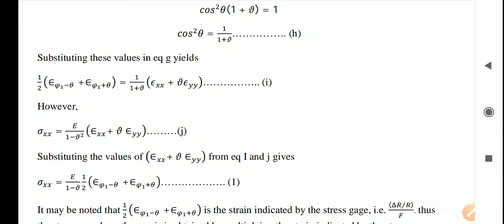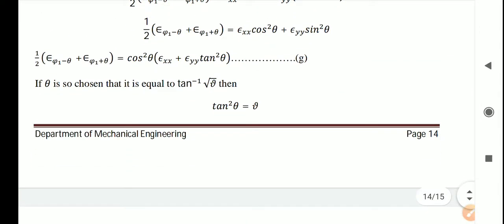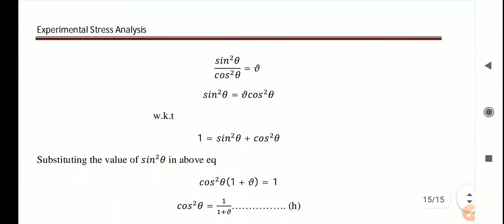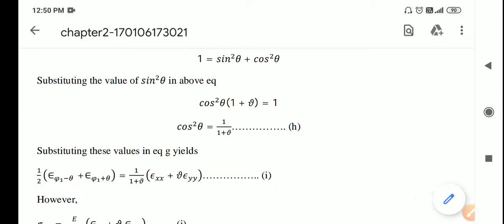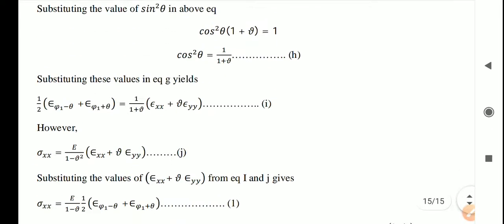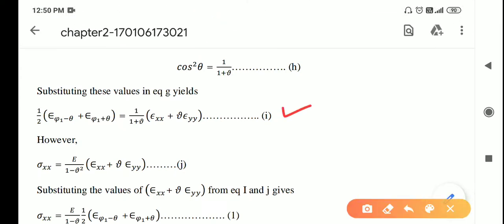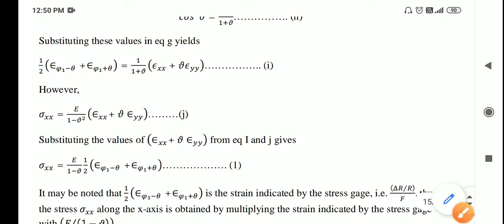Substituting this equation in the G equation. This is the equation G. You have to substitute tan square theta and cos square theta. So you have two values: cos square theta is 1 by 1 plus nu, and tan square theta is equal to nu. So the equation is going to be formed in here, this is the I equation. You are going to get 1 by 1 plus nu into epsilon xx plus nu epsilon y. So like that its transformation is going to take place.